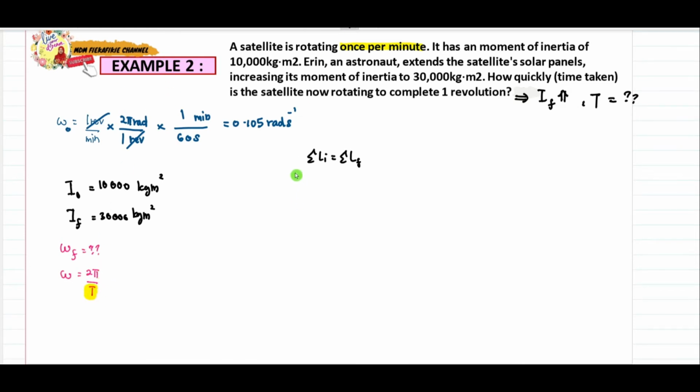Okay, so I initial omega initial equal to I final omega final. So omega final is equal to I initial, which is 10,000, times omega initial 0.105, over I final, which is 30,000. Okay, therefore omega final is equal to 0.035.